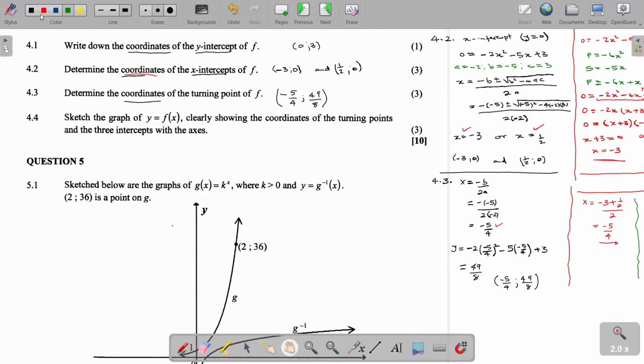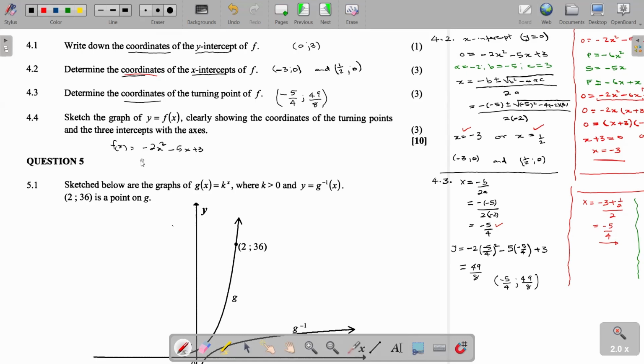On question 4.4, it's saying sketch the graph of y equal to f(x), clearly showing the coordinates of the turning point and the 3 intercepts. So what is very important here, our function f(x) is equal to minus 2x squared minus 5x plus 3. So when sketching a quadratic function, number 1, we need to know the shape.